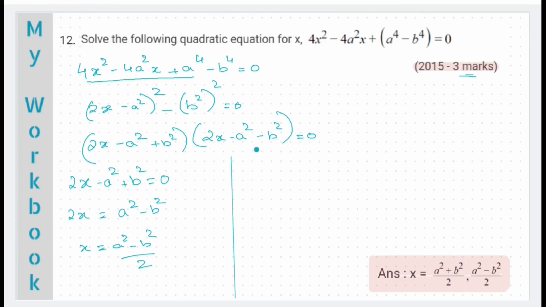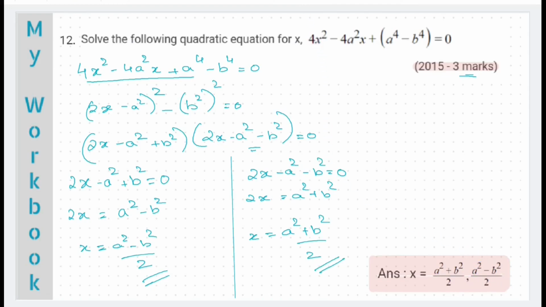And let's equate the second factor to 0. 2x minus a square minus b square equal to 0. 2x will be a square plus b square. Hence x will be a square plus b square by 2. So we have got two values for x: a square plus b square by 2 and a square minus b square by 2.